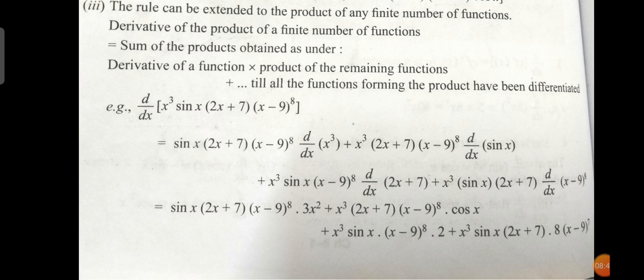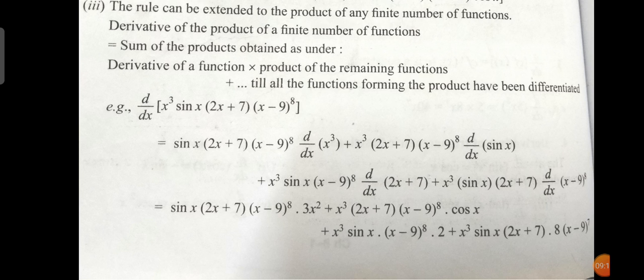Okay, for example, d/dx of x cube sin x (2x + 7)(x − 9) the whole raised to 8. So here sin x (2x + 7)(x − 9) the whole raised to 8 is the first function, and x cube is the second function. So you have to write the first function into the derivative of the second and the second function into the derivative of the first.